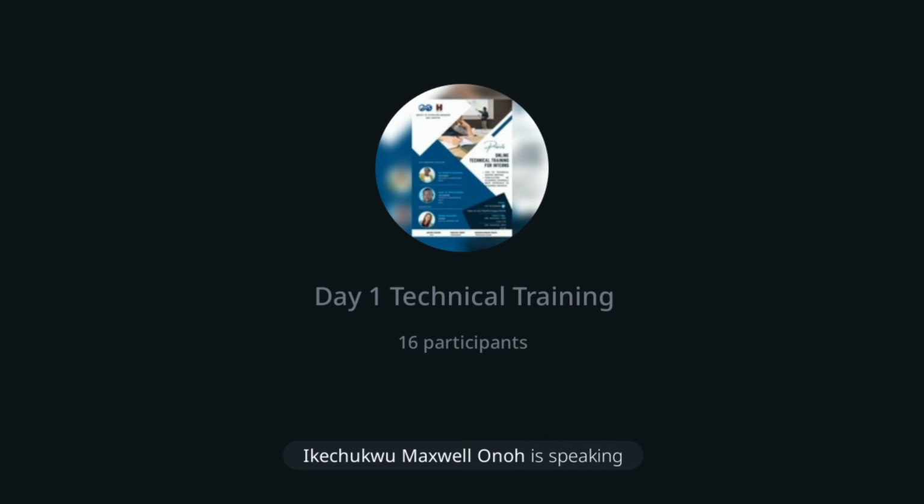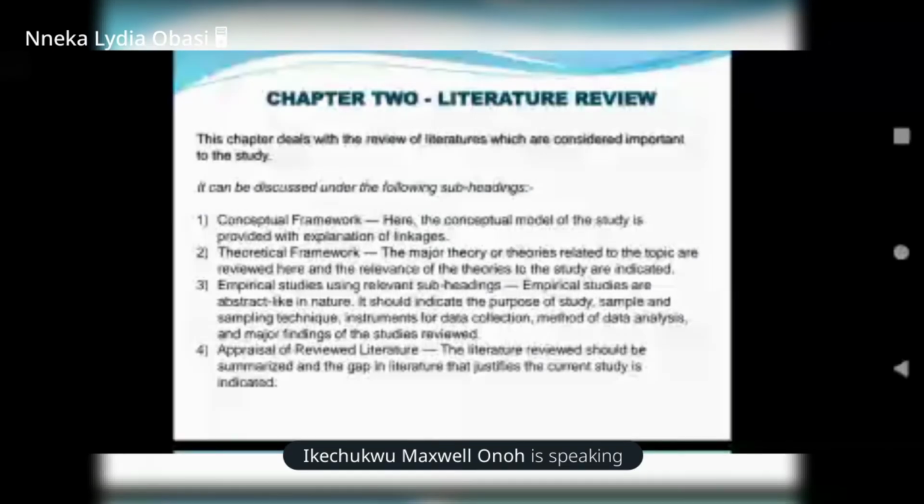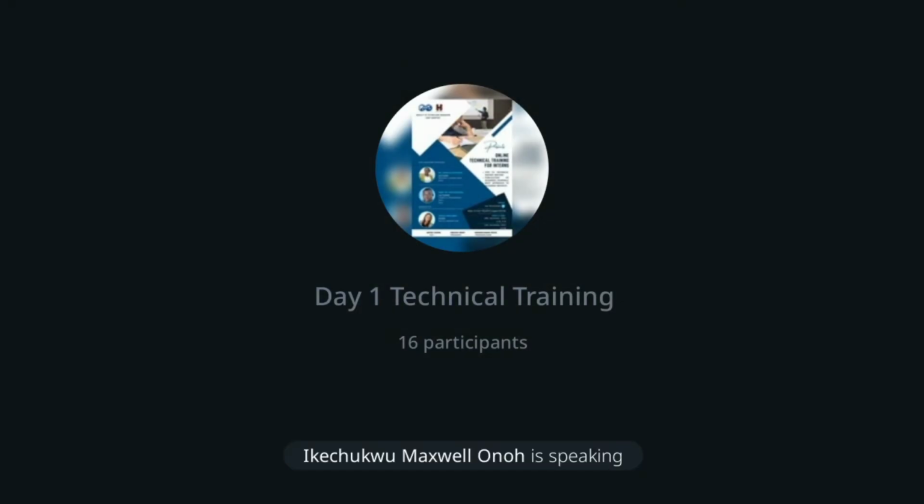Number 1, there must be a conceptual framework where you do very important explanation, linking what you want to do to what other people have done. Theoretical framework: a major theory and theories related to the topic are reviewed here, and the relevance of the theories to the study are also indicated. Empirical studies using relevant subheadings. Empirical studies are abstract-like in nature. It should indicate the purpose of the study, sampling technique, instrument for data collection, method of data analysis, and major findings of the studies reviewed.